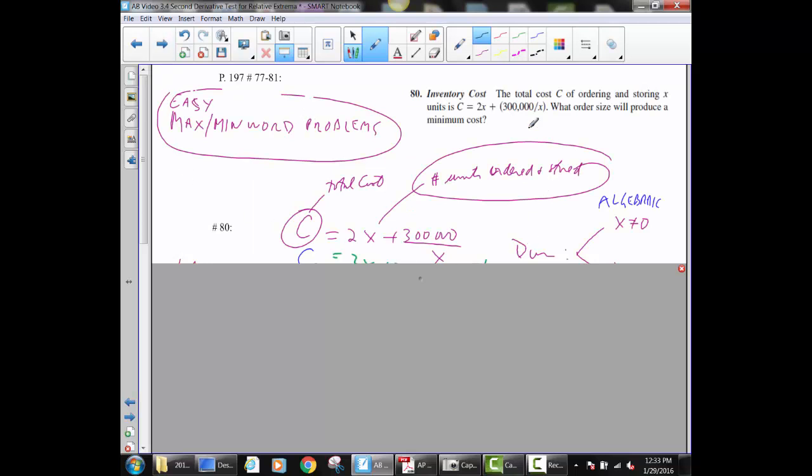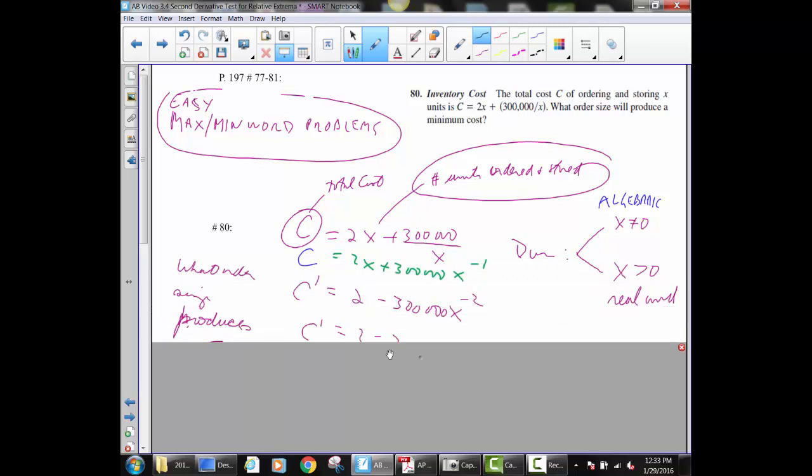Easy max min word problems, they give you the equation. Notice they say what order size will produce a minimum cost. We're trying to minimize the value of c, which is our function. So what do we do? We find the domain. X can't be 0, but of course x is the number of units ordered, so it can't be negative. It has to be positive.